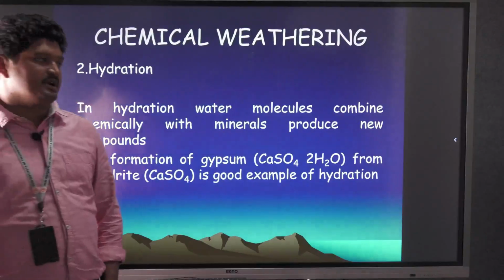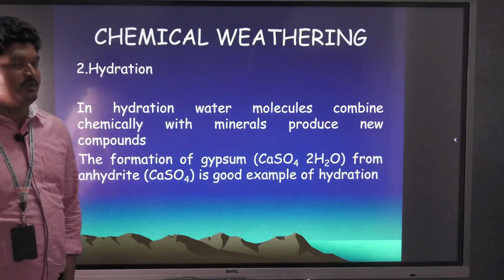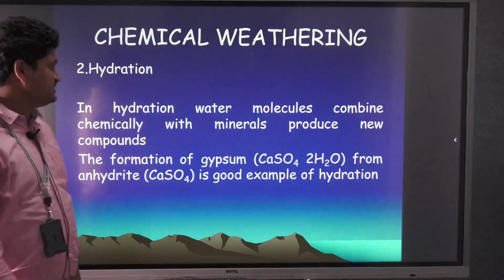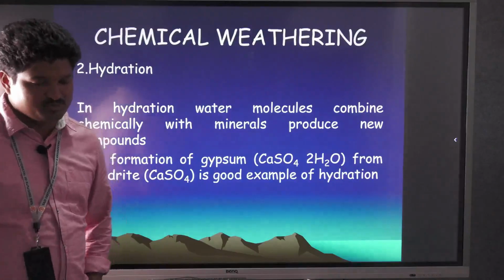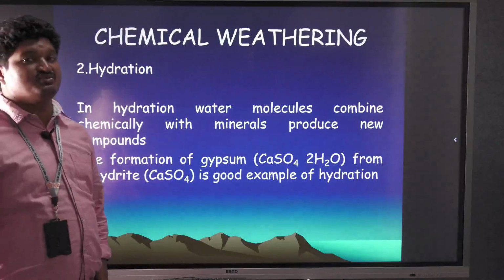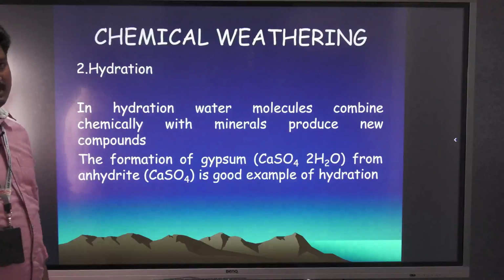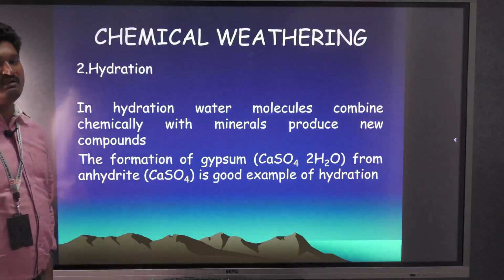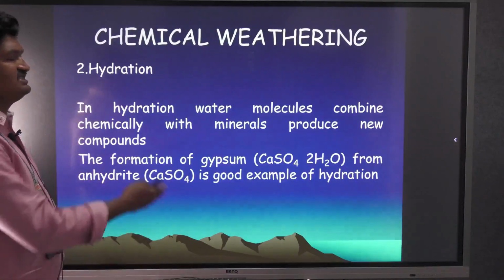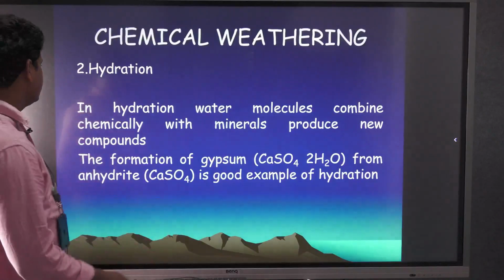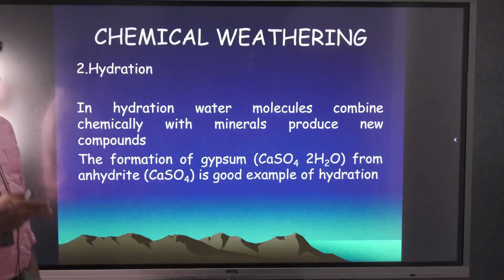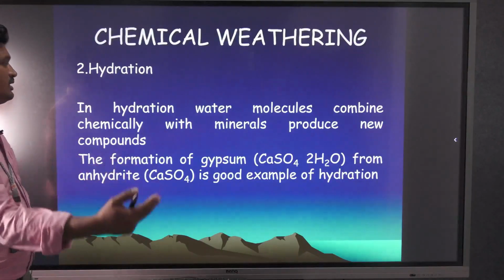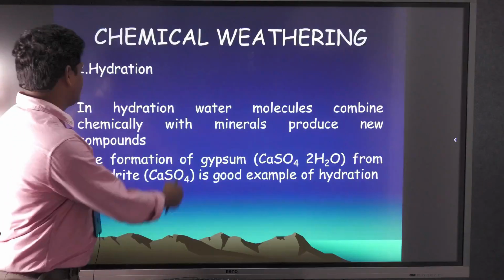And hydration. Hydration means water molecules combine chemically with minerals to produce new compounds. A good example is gypsum. The chemical composition of gypsum is CaSO4·2H2O. Gypsum is originally formed as the anhydrite mineral, CaSO4. When water is added, it is converted into gypsum. So in the hydration process, the addition of water reacts with the mineral to form new mineral compounds, which we call hydration.